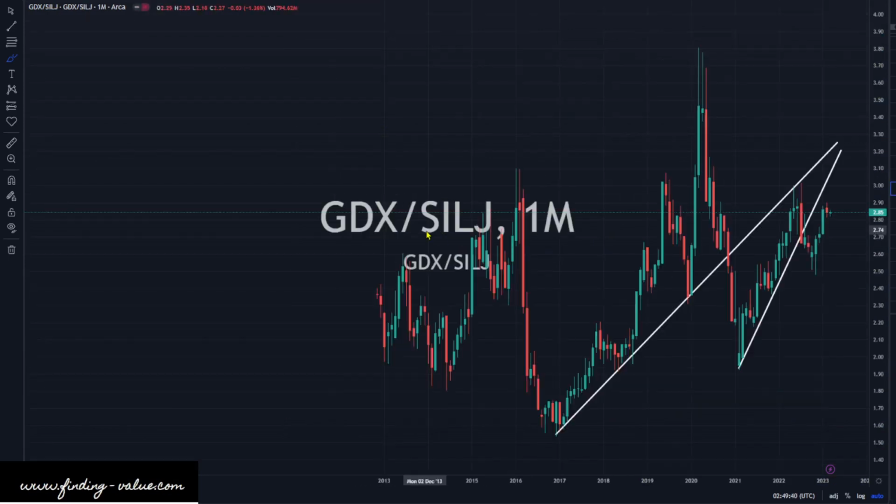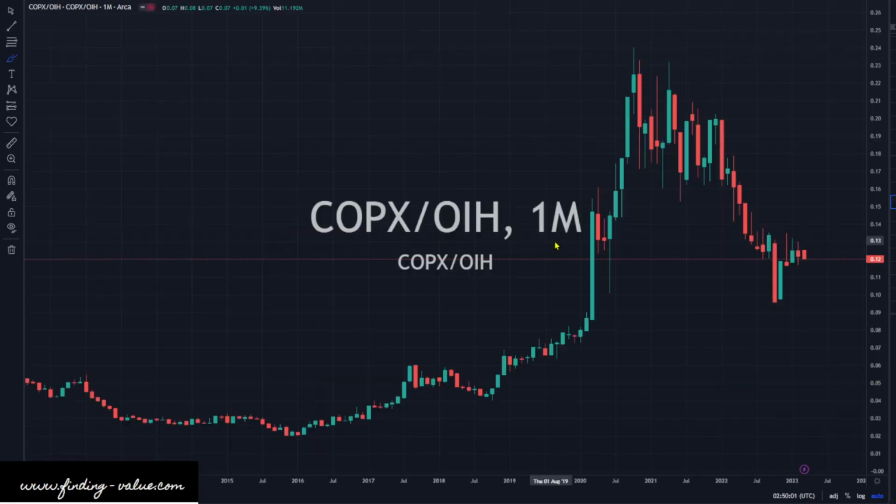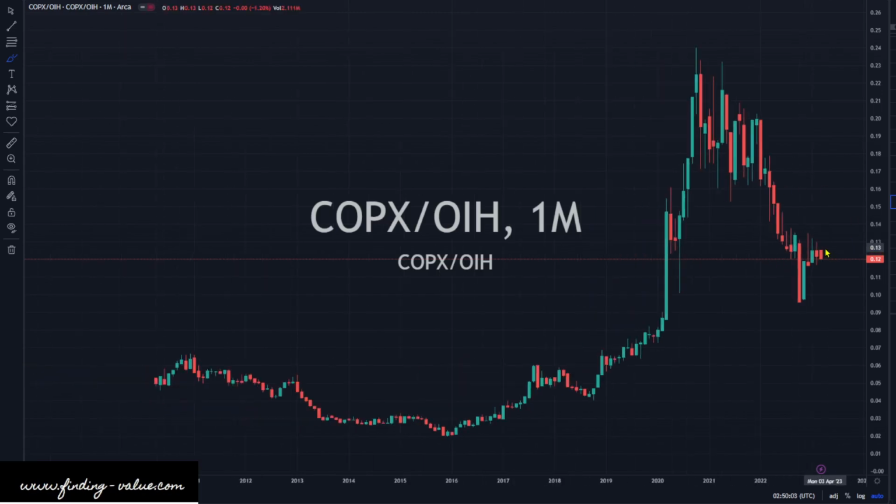And then GDX versus SILJ, this is more or less the same chart, if you can remember, as your gold to silver chart. It's the same chart. You have a breakout, retest, and I do think we'll come back down. SILJ is cheap in relationship to GDX, and I do think they'll see an outperformance of SILJ soon, is what I'll say.